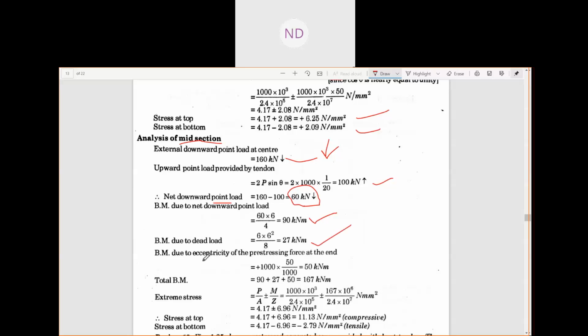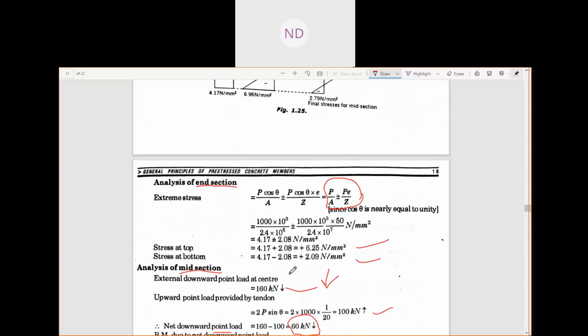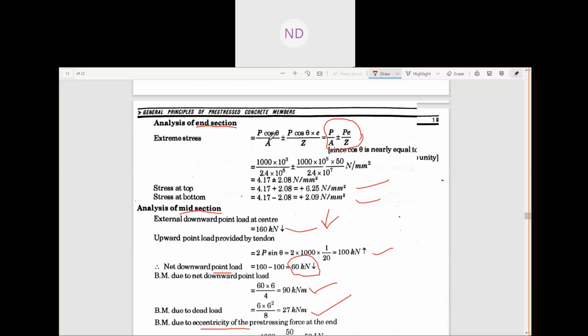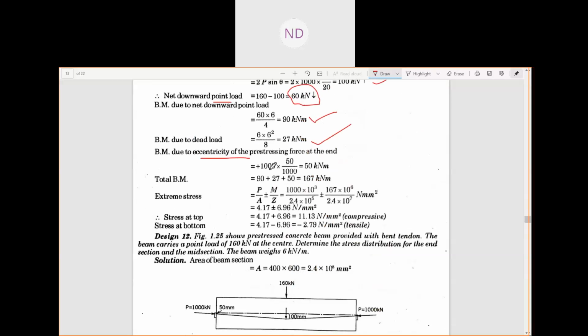One more bending moment due to eccentricity you are going to get, which is your 1000 into 50 by 1000 here, because at the center also you have this eccentricity. Okay, so the bending moment due to eccentricity of the prestressing force is how much? 1000 P. This is your P. This is your E.